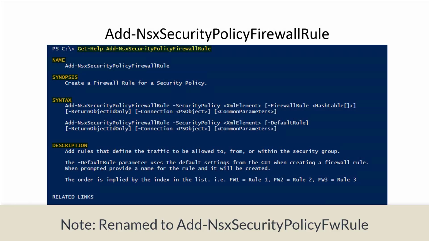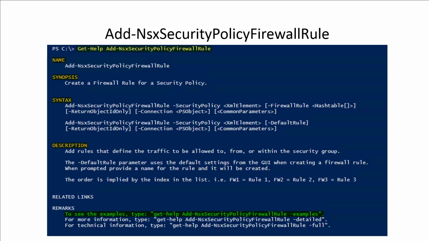The Add-NsxSecurityPolicyFirewallRule commandlet allows the ability to add additional rules to either a new NSX security policy or an existing one. It too uses the firewall rule parameter. Other parameters included are the security policy and default rule. The default rule parameter creates a rule with default settings, just like when we add a new rule using the GUI interface. Simply provide it a name and the rest is taken care of.